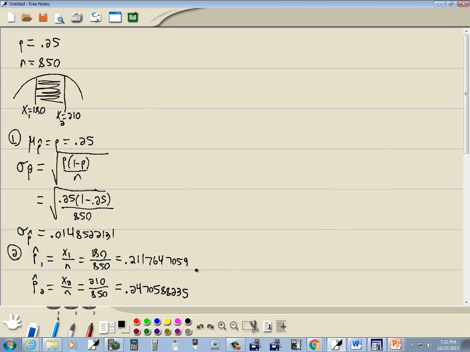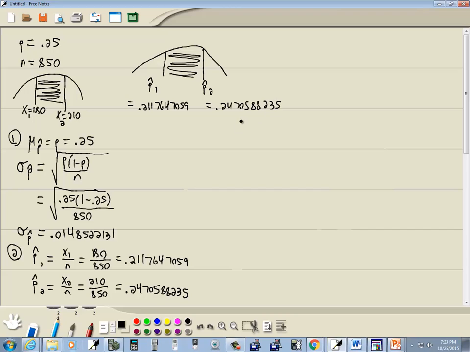Okay, so what our picture looks like now, still shading in between, but this one over here is now p hat sub 1, which is equal to 0.2117647059, and the one on this side is our p hat sub 2, which is equal to 0.2470588235. So we're finding that.